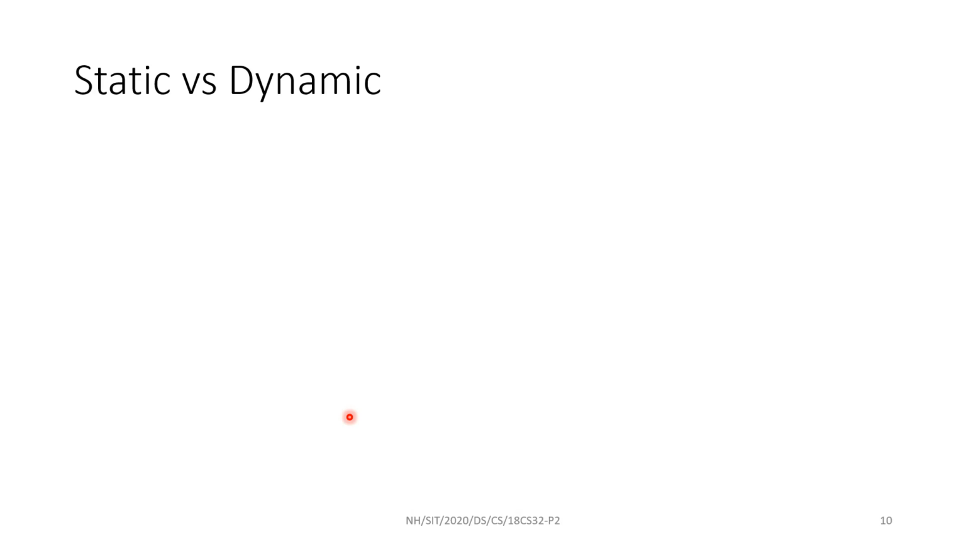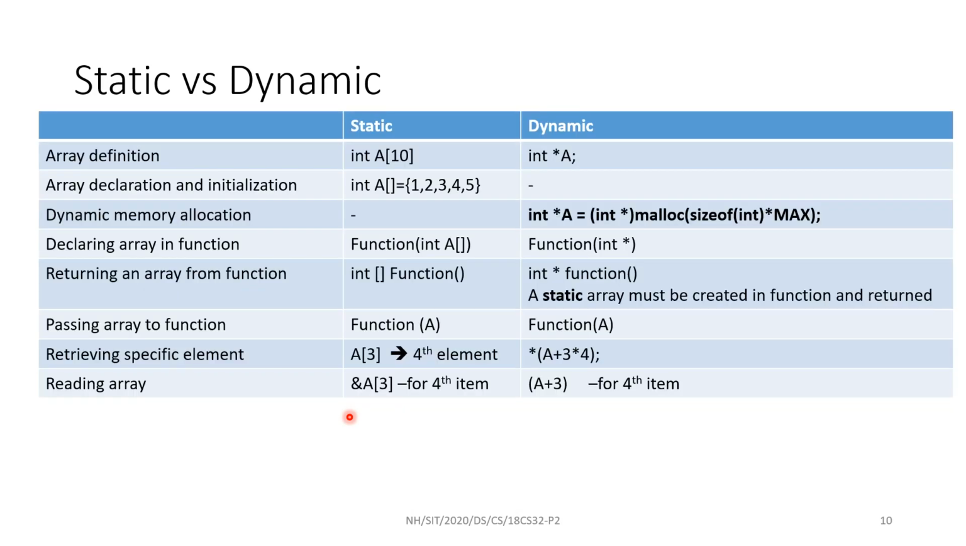We'll see some of the differences between static and dynamic versions of arrays. How is an array defined? I'm showing that with an example. A static array is created which will hold 10 integer data items. Here, there is no need to mention any size. int *a. a is a pointer. The array is of type integer in both cases.